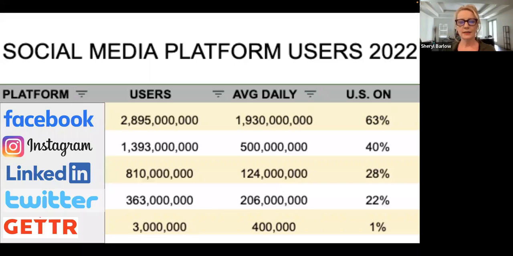And for this audience, we're going to talk a lot about Facebook. It can be translated into other platforms as well, but Facebook is a no-brainer for this type of audience.